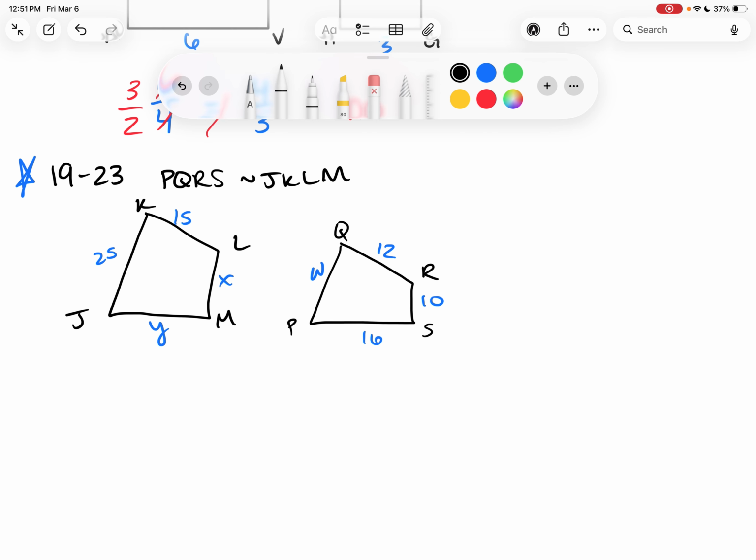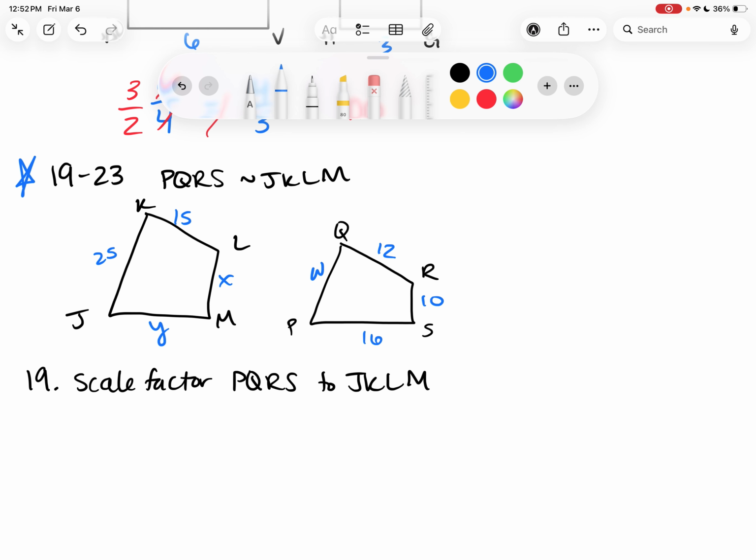All right, so question 19 says to find the scale factor PQRS to JKLM. So that means that the PQRS, this is not a triangle, quadrilateral, should be the one that is on top, and then the JKLM is going to be the one on the bottom. Okay, and then 20, we're going to flip it.